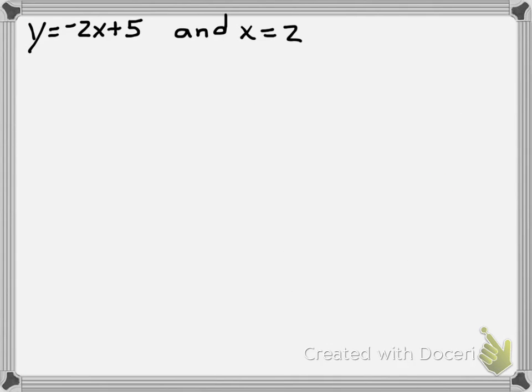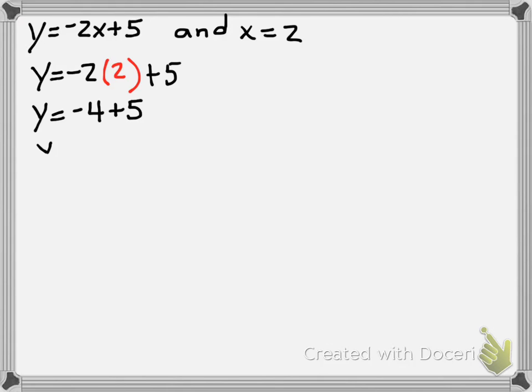Ladies and gentlemen, what we do is take the equation y equals negative 2x plus 5 and substitute x equals 2, which is what we just found. By substituting, we get negative 2 times 2 plus 5. Hence, we have negative 4 plus 5, and y equals 1. That means, ladies and gentlemen, we have x equals 2 and y equals 1. That means the solution for the system that was presented is (2, 1).